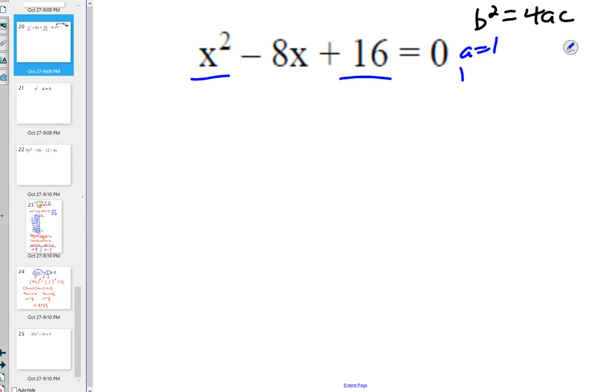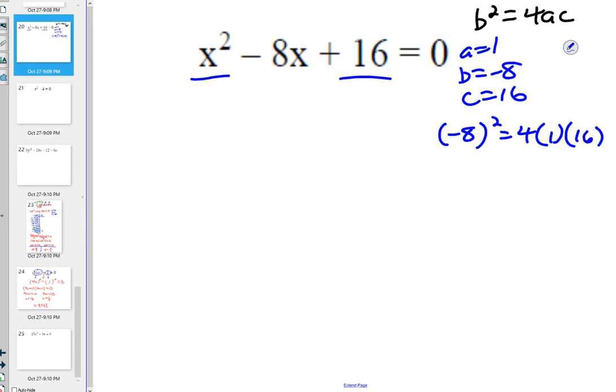A is 1, B is -8, C is 16. Yeah, Diana, 16 is a perfect square. That's what people ask me. So we're checking to see if -8 squared is equal to 4 times 1 times 16. And it is.